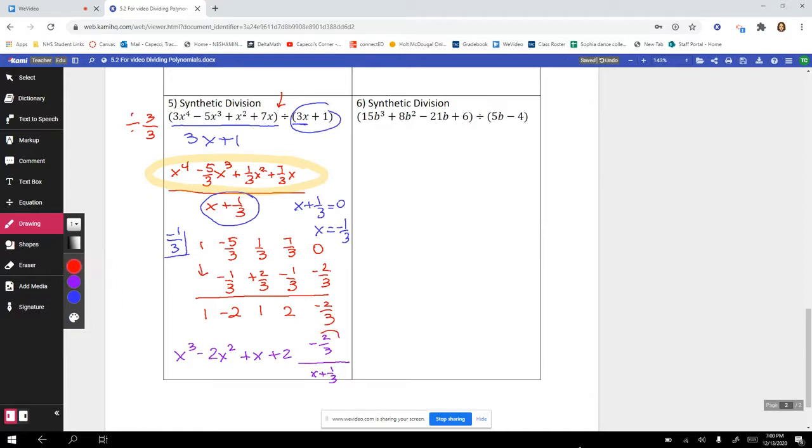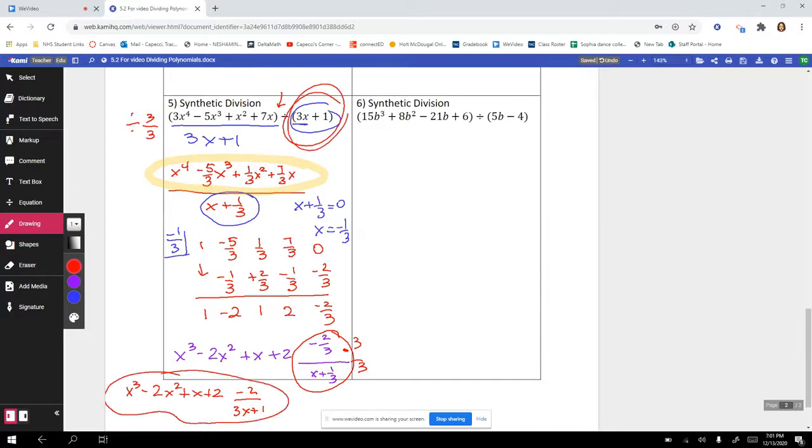So what I'm going to do with this piece right here is multiply top and bottom by 3. So my final answer is going to be x to the third, sorry about that, minus 2x squared plus x plus 2. Now, negative 2/3 times 3 gives me negative 2. And then 3 times x plus 1/3 gives me 3x plus 1, which is actually what I started with up here. So that's going to be my final answer right there.